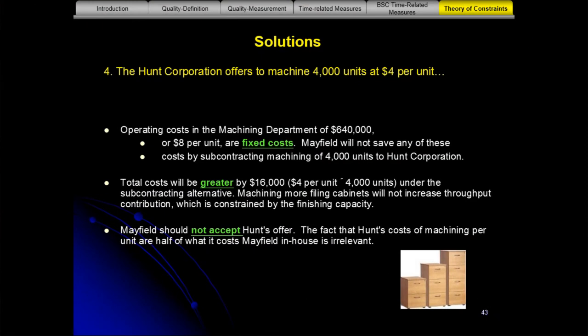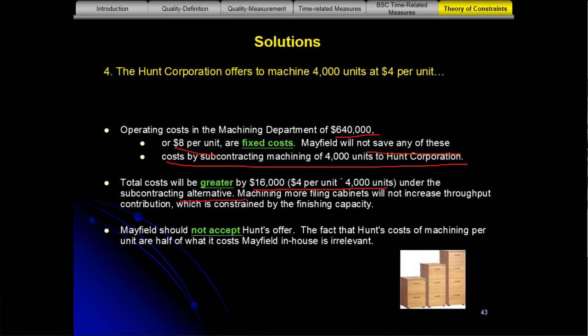The operating costs in the machine department are $640,000. That's $8 per unit of fixed costs. Mayfield will not save any of these costs by subcontracting 4,000 units to Hunt Corporation, no matter how much cheaper it is. The total cost will be greater by $16,000. That's $4 per unit times 4,000 units under the subcontracting alternative.